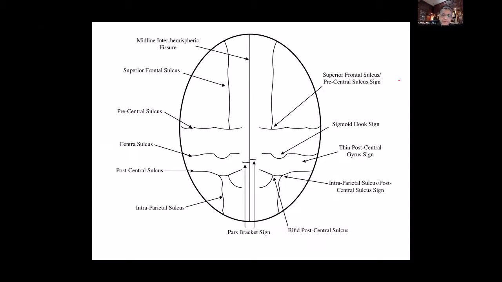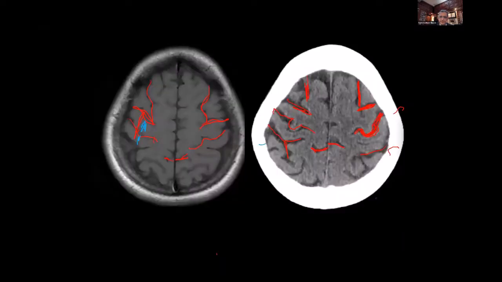The midline interhemispheric fissure, the superior frontal sulcus, right? And then it joins the precentral sulcus over here, the sigmoid hook sign or the omega sign or whatever they call it. And then precentral is thicker than the postcentral. And then the postcentral will divide into this. And then I didn't talk about the intraparietal sulcus, but that you can see in there also. So this is the intraparietal sulcus over here.